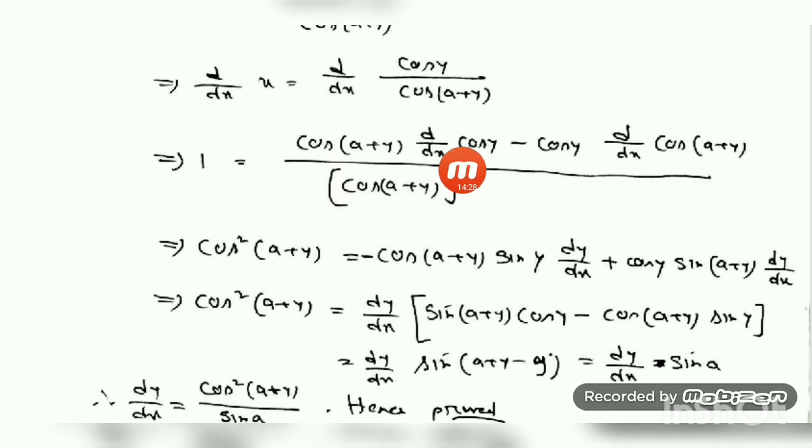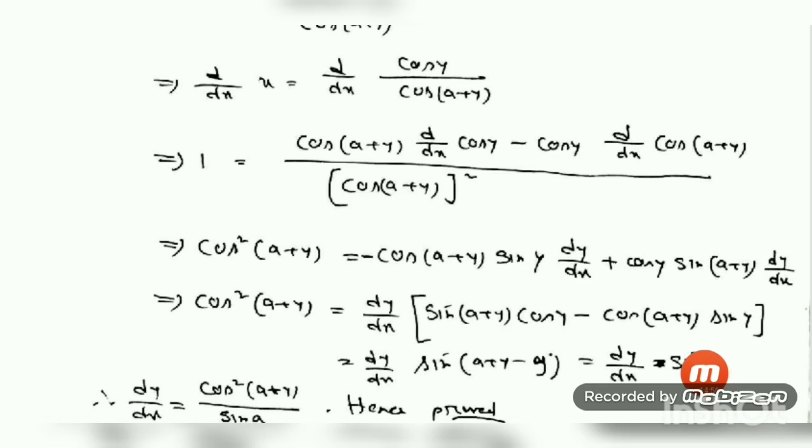Here the derivative of cos y is minus sin y into dy/dx, and minus this one is cos y, and it is minus sin y, so minus minus plus, and dy/dx will be there. Taking dy/dx common, what is left: sin of (a plus y) into cos y minus cos of (a plus y) into sin y. This is nothing but the formula sin a cos b minus cos a sin b, that is sin of (a minus b), which is sin of (a plus y minus y). Plus y minus y cancel out, so sin a will be there.